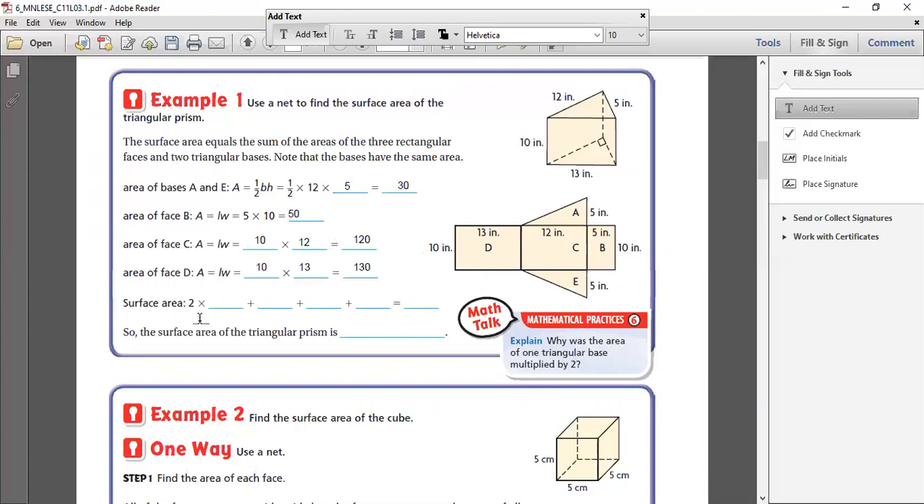Now for the surface area, you have to of course multiply this with 2 because there are two triangles. So you multiply 2 with 30, which is going to give you 60, and you will have to add all the other measurements. 60 plus 50 plus 120 plus 130 is going to give you how much?